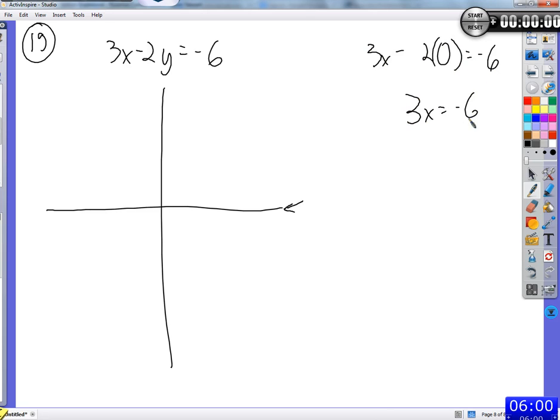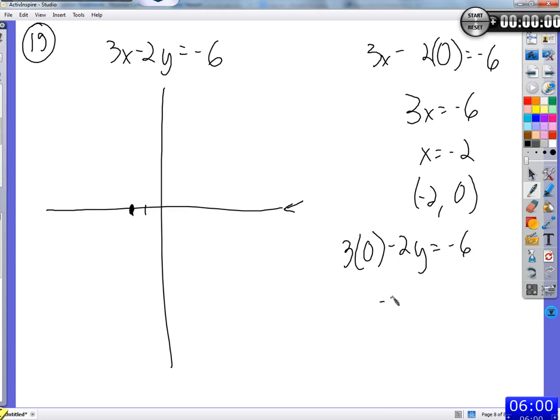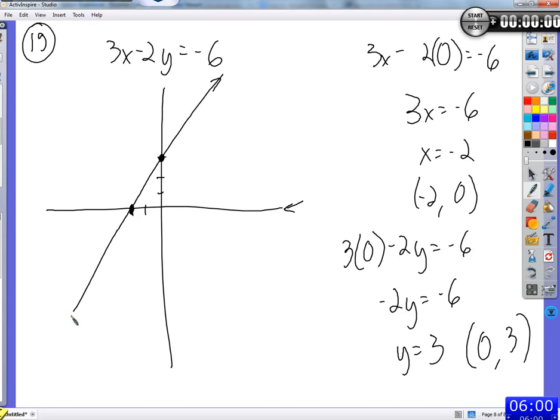3x equals negative 6, x equals negative 2. So when x is negative 2, y is 0. So there is our x-intercept, and for the y-intercept, we put a 0 in for x. So when x is 0, y is 3. And we have the 2 points we need. We only need 2 points to graph a line. There we go.